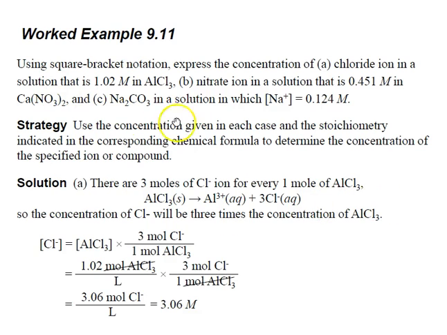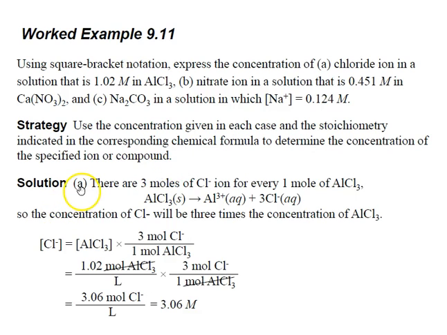One thing about this square bracket notation is that when you put brackets around anything like they've done here, that just represents that it is representing a concentration, and then a synonym of that is molarity. So if we just said this is 0.124 without even having this M there, then you would know it is the concentration. So it's a notation used for concentration. Our strategy is use the concentration given in each case and the stoichiometry indicated in the corresponding chemical formula to determine the concentration of whatever is specified, be it ion or compound.